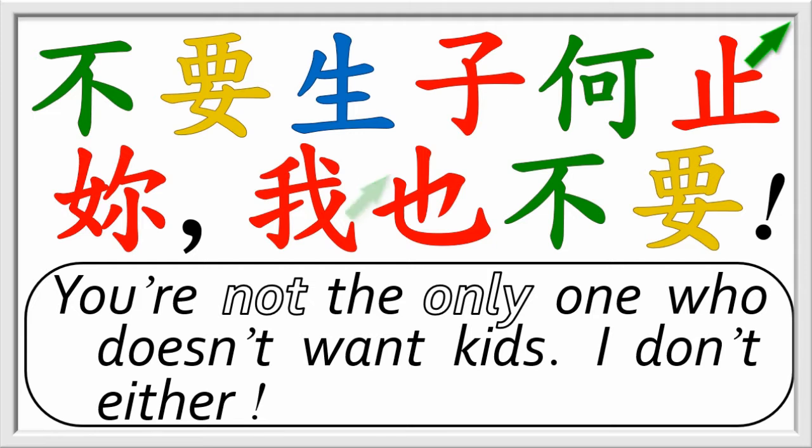Or here's a sentence between two women discussing having children. 不要生子, 何止你, 我也不要. You're not the only one who doesn't want kids. I don't either. Again we find the phrase 何止, literally, why stop at just you? I'm included in that group too.